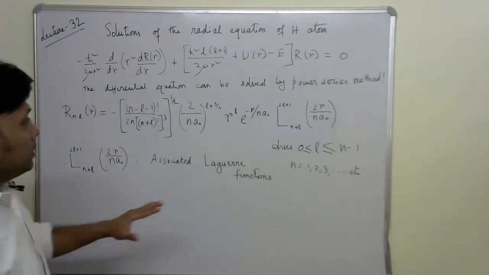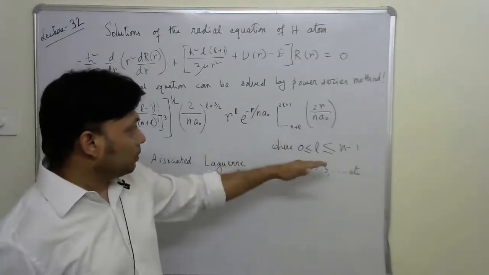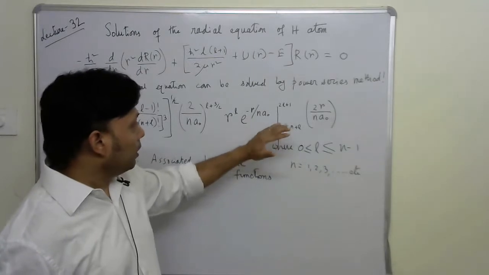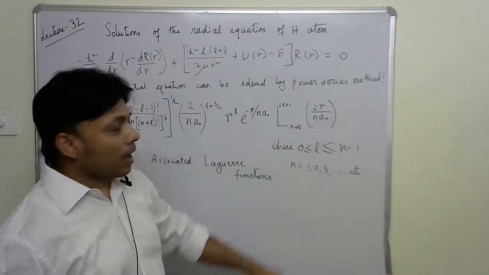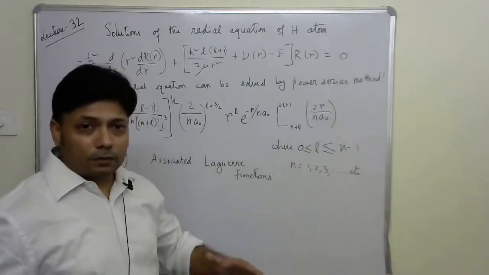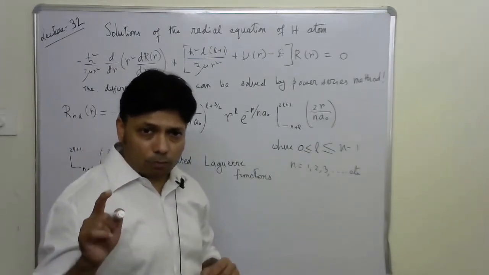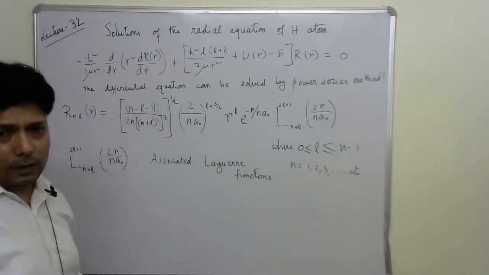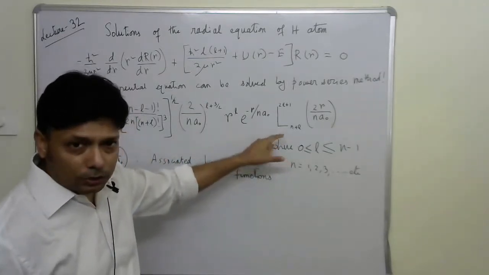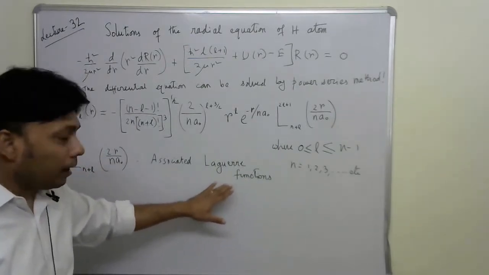Now the question is, what is a naught? We'll come to that later, but for the time being we can refer to a naught as the Bohr radius. If you can't remember the definition of Bohr radius, we will come to that exactly in the next lecture or so. But for the time being, let's focus on this function. This function has a particular name: it is called the associated Laguerre function.